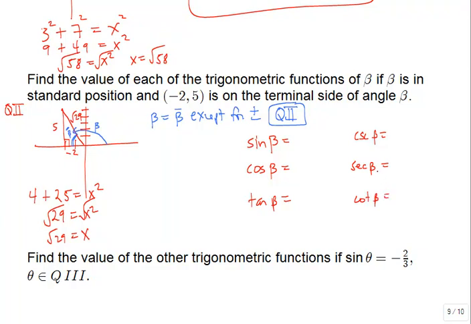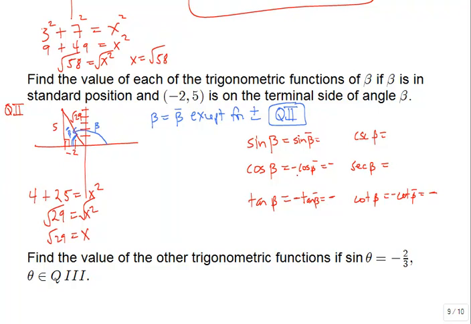Now in quadrant 2, sine is positive. So sine of beta and sine of beta bar should be the same thing. In quadrant 2, cosine is supposed to be negative. So for cosine of beta bar, we would want to take its opposite to get cosine of beta. So this answer for cosine beta should be something negative. In quadrant 2, tangent is also negative. So this is going to be the opposite of whatever tangent of beta bar would be, so that's going to be a negative answer. Similarly, cotangent should be negative in quadrant 2. So that's going to be negative.